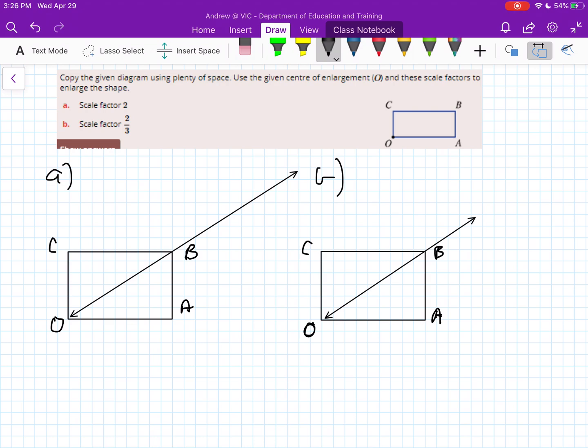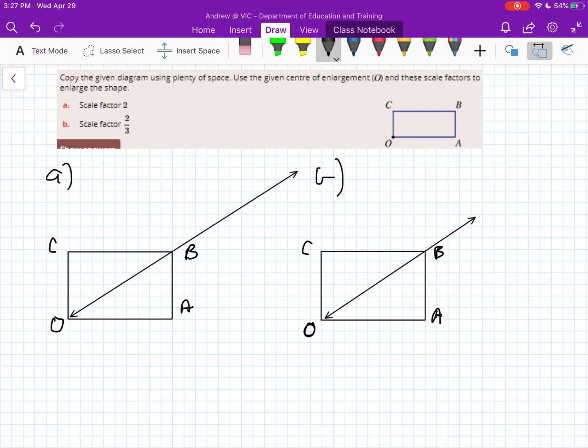So you can first see, we'll go through the question: copy the given diagram using plenty of space, use the given centre of enlargement O, so that's the point where we're enlarging from, and these scale factors to enlarge the shape. So first one, we've got a scale factor of 2. Another way, that's like saying doubling your shape. And with second one, we have a scale factor of 2/3. So our shape's actually going to be smaller than the one we have.